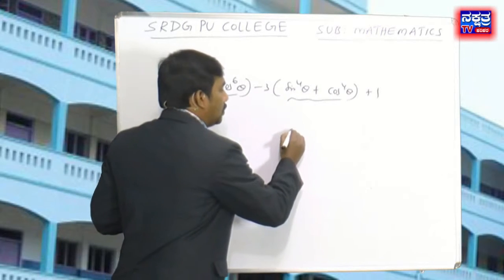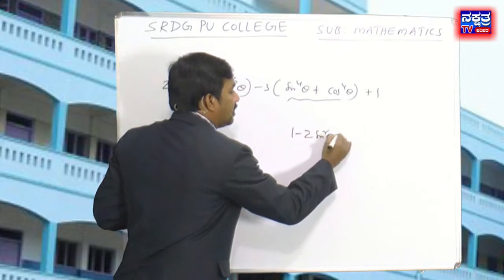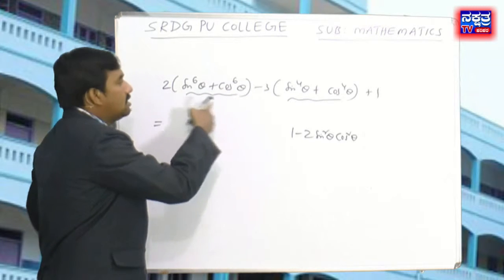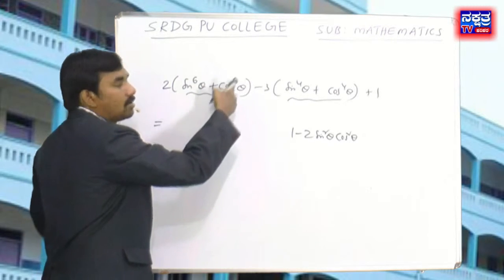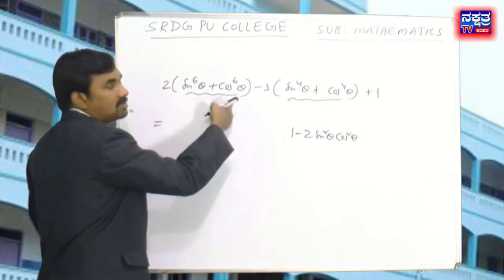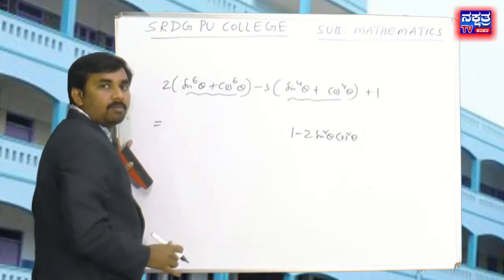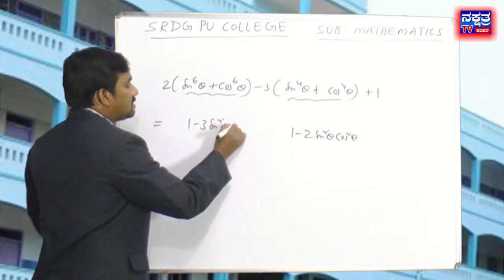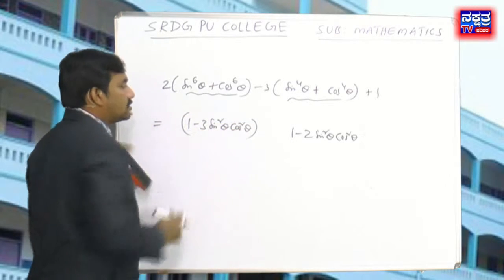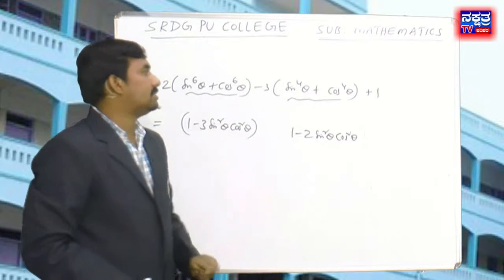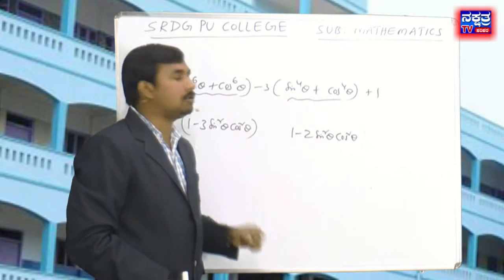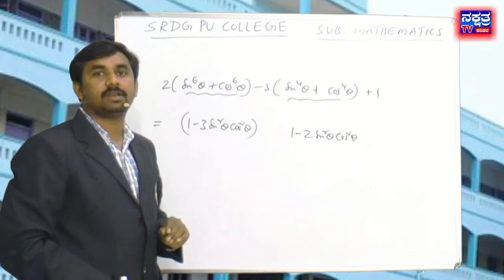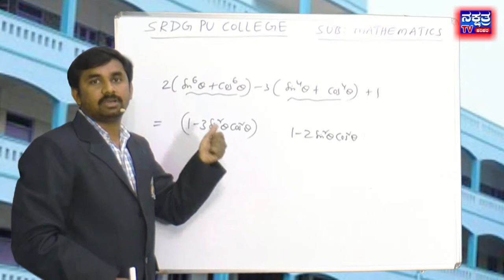Then we will get the value 1 minus 2 sine square theta cos square theta. And sine power 6 plus cos power 6, a square whole cube plus b square whole cube, that is sine square whole cube plus cos square whole cube. A cube plus b cube formula we will apply, then we will get 1 minus 3 sine square theta cos square theta. So remember these two directly: sine power 4 plus cos power 4 equal to 1 minus 2 sine square theta cos square theta, and sine power 6 plus cos power 6 theta equal to 1 minus 3 sine square theta cos square theta.